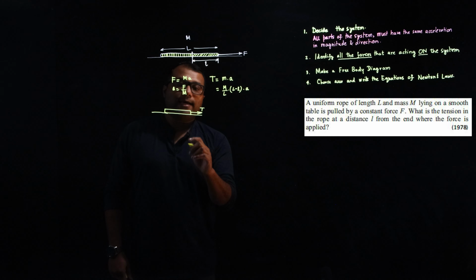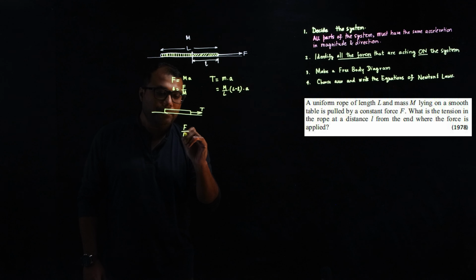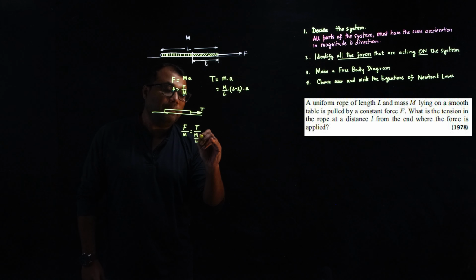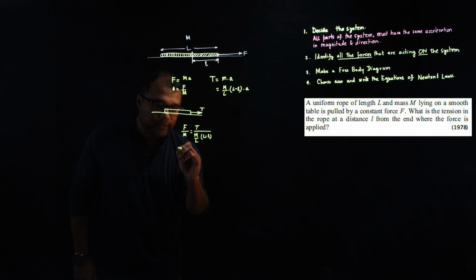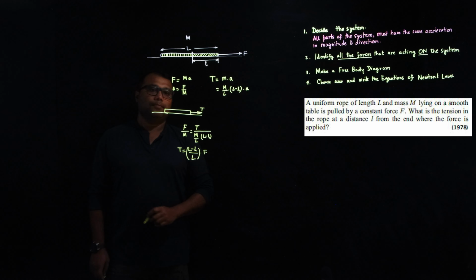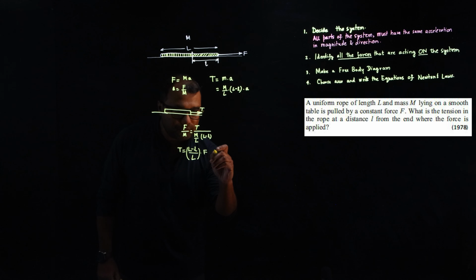So now if we equate the accelerations, F by M becomes T divided by M by big L times big L minus small l. Or we can write T equals that times F, or we can further reduce this into 1 minus l by L times F.